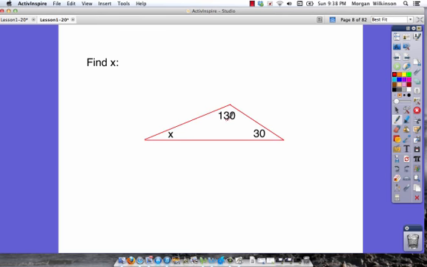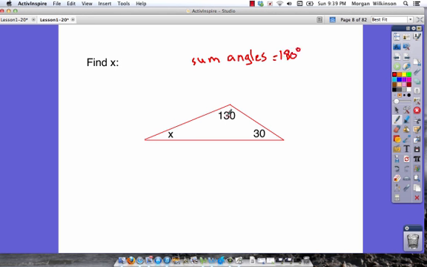Okay, we've got a triangle here. This must be an obtuse triangle because it has one obtuse angle, and we need to find x. Now the thing that we need to remember about triangles is the angles always equal 180 degrees when we add them up. So the sum of the angles equals 180 degrees.